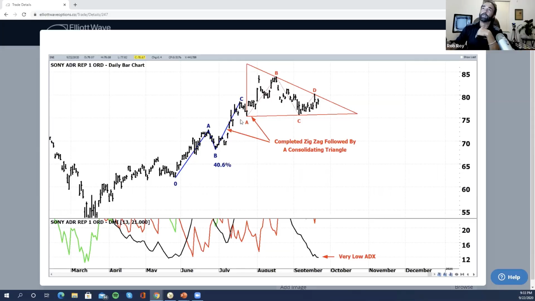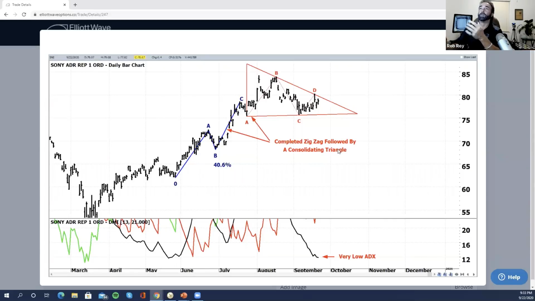So we have the completion of the zigzag and then it went right into a consolidating triangle. And then looking at the ADX here, it's down just a touch below 12. We get really interested when the ADX drops below 15, really interested when it drops below 13. That's normally when you're getting pretty close to the breakout point. So down just a hair under 12 was good. So that was the reasoning for this.